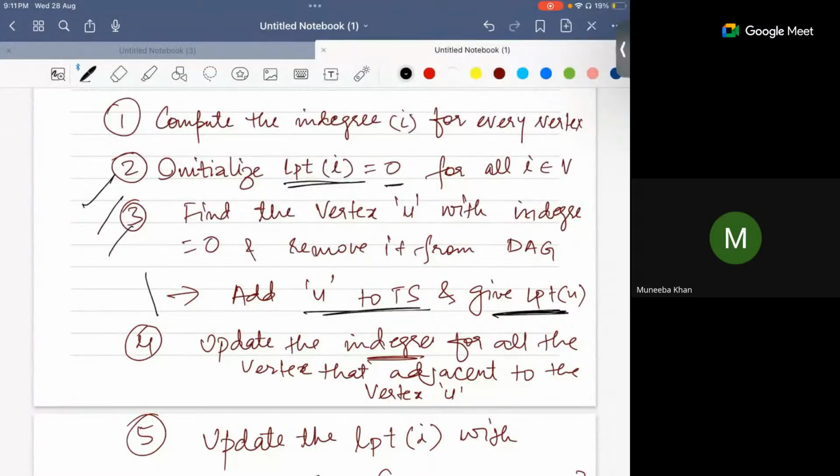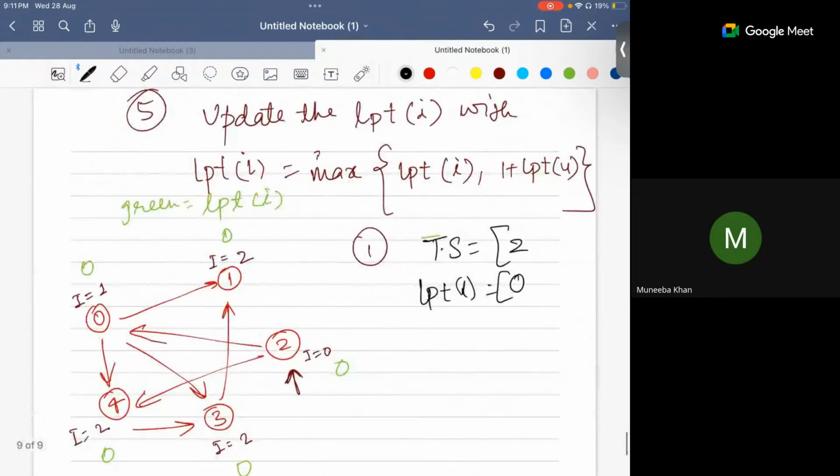In degree 0 means what? You can't come to that vertex, right? You have to go away from that vertex only. If there is some place that you can't go to, the longest path to that place is what? 0 only, because you have to start from there itself.